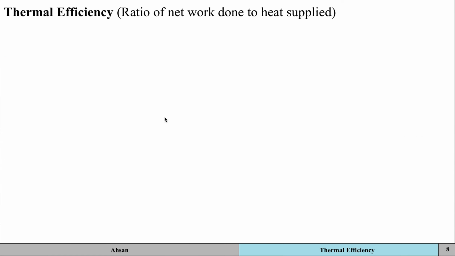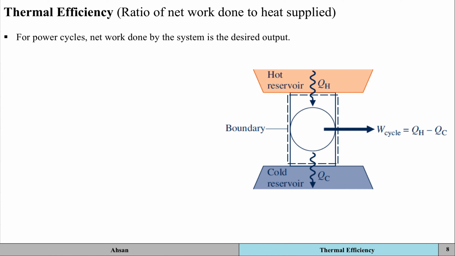So now we're just going to look at what thermal efficiency is. Efficiency, even in layman's terms, means that for the energy you supply into any system, you get whatever you get out of it: the ratio of the net work done to the heat that you're supplying. That's thermal efficiency. Okay. And for power cycles, because we're only going to look at power cycles in this lecture video, the net work done by the system is the output that we require.